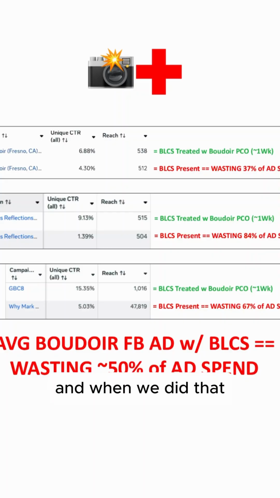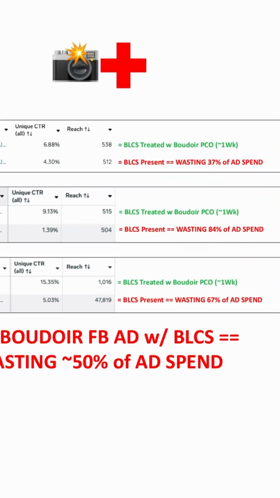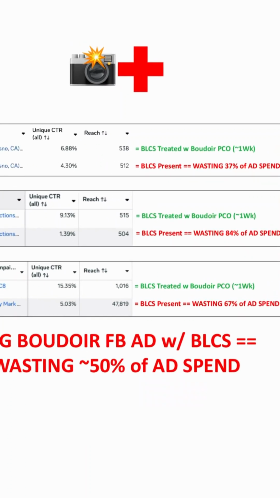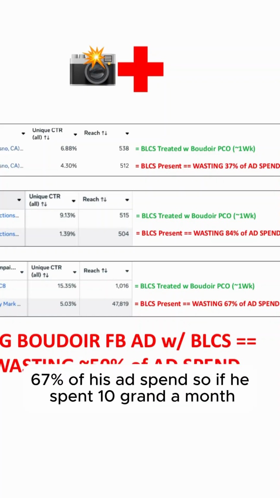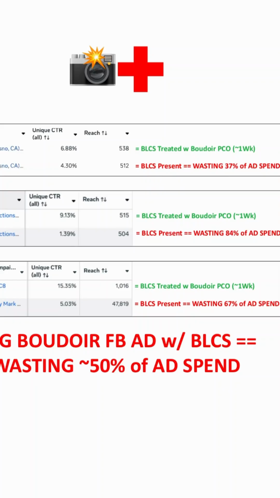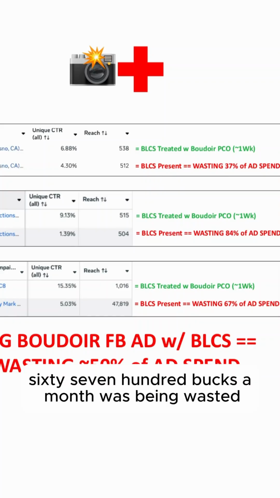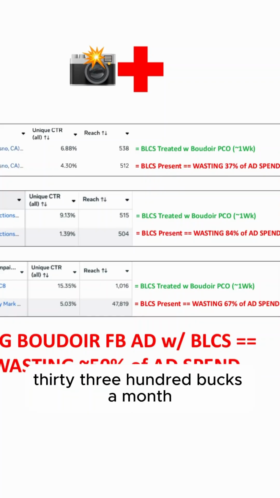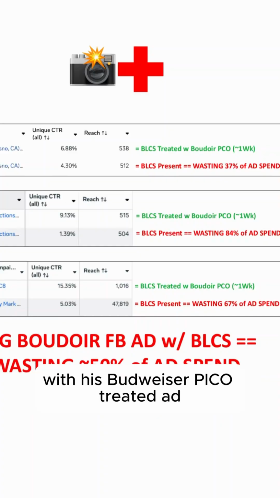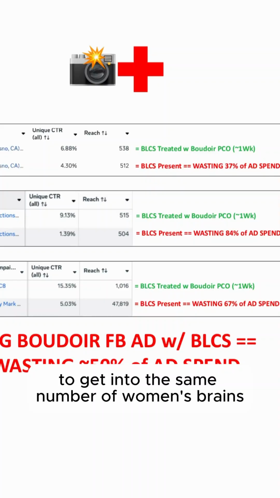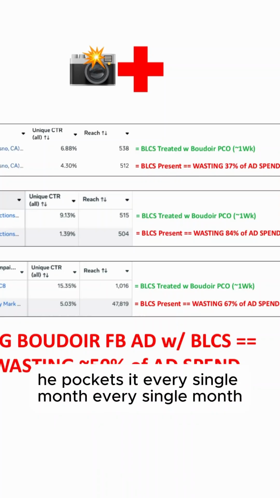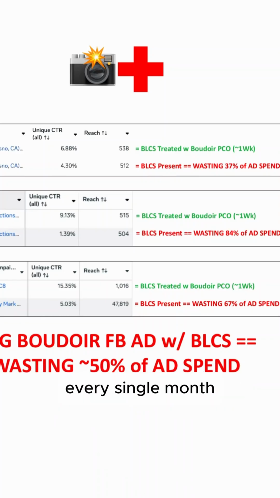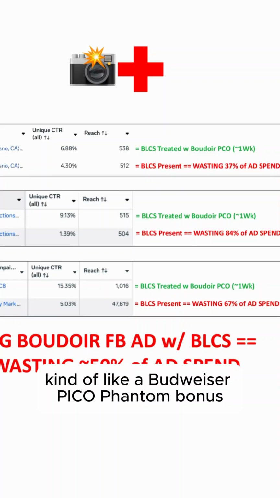And when we did that, we actually found out his original Boudoir Facebook ad was wasting 67% of his ad spend. So if he's spending 10 grand a month, $6,700 a month is being wasted. So now he only needs to spend $3,300 a month with his Boudoir Pico treated ad to get it into the same number of women's brains. And that $6,700 he no longer has to spend. He pockets it every single month. Kind of like a Boudoir Pico phantom bonus.